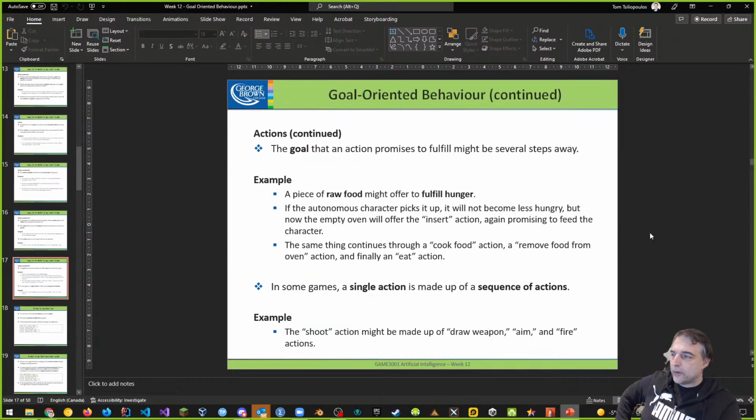Again, the goal that an action promises to fulfill might be several steps away as well. That's also a thing for actions. For example, a piece of raw food might offer to fulfill hunger. That's the fulfillment promise, right? And if the autonomous character picks it up, it will not become less hungry until it actually gets the food cooked, and then they can eat it. So it might take several steps or a sequence of actions in order for it to fulfill its goal to some degree, okay?